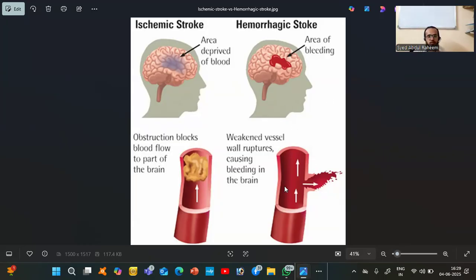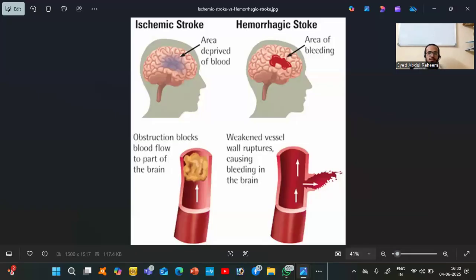And hemorrhagic stroke, we already discussed in the first class. Due to raised pressure in the artery, or hypertension, the artery ruptures within the brain, blood flows into the brain and starts giving pressure to that area. In that case, you have to treat with different steps.